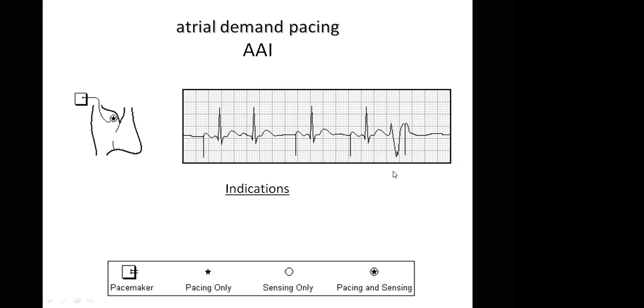Okay, so why is the pacemaker pacing the T wave of that PVC? If the pacemaker was sensing the ventricle, it would have been quiet if it noticed a ventricular beat. But it's not sensing the ventricle. It's only sensing the atrium.